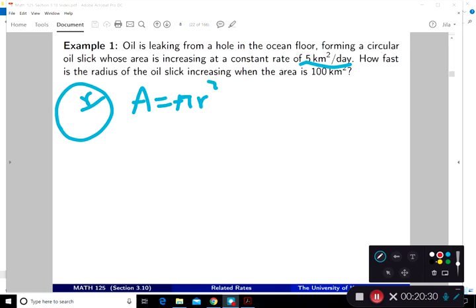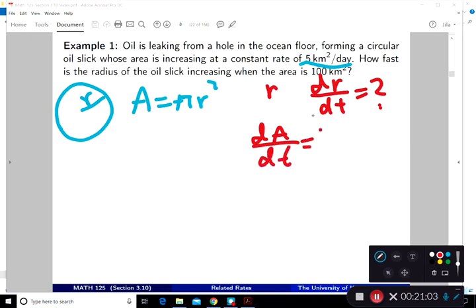What is changing? In here, I know radius is changing. In fact, the question is asking how fast is the radius changing? And so that is a variable, and that's the question that this question is asking. And then the other part that I know is that it's telling me that the area is increasing at what rate? It's increasing at 5 kilometers squared per day.